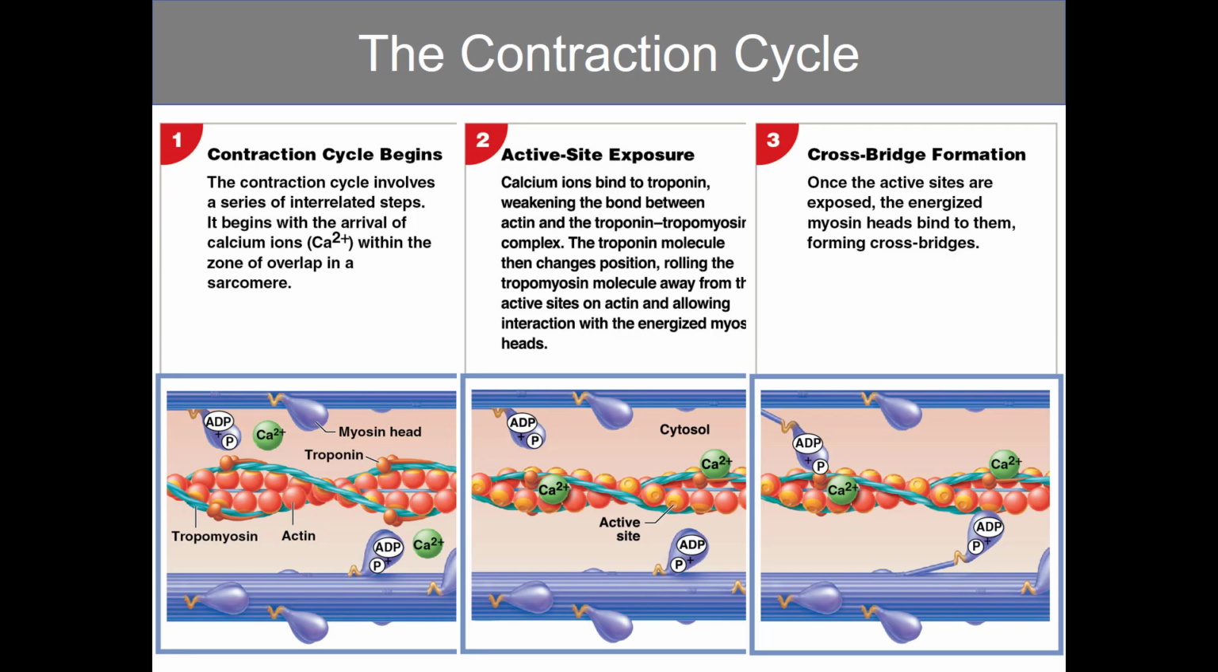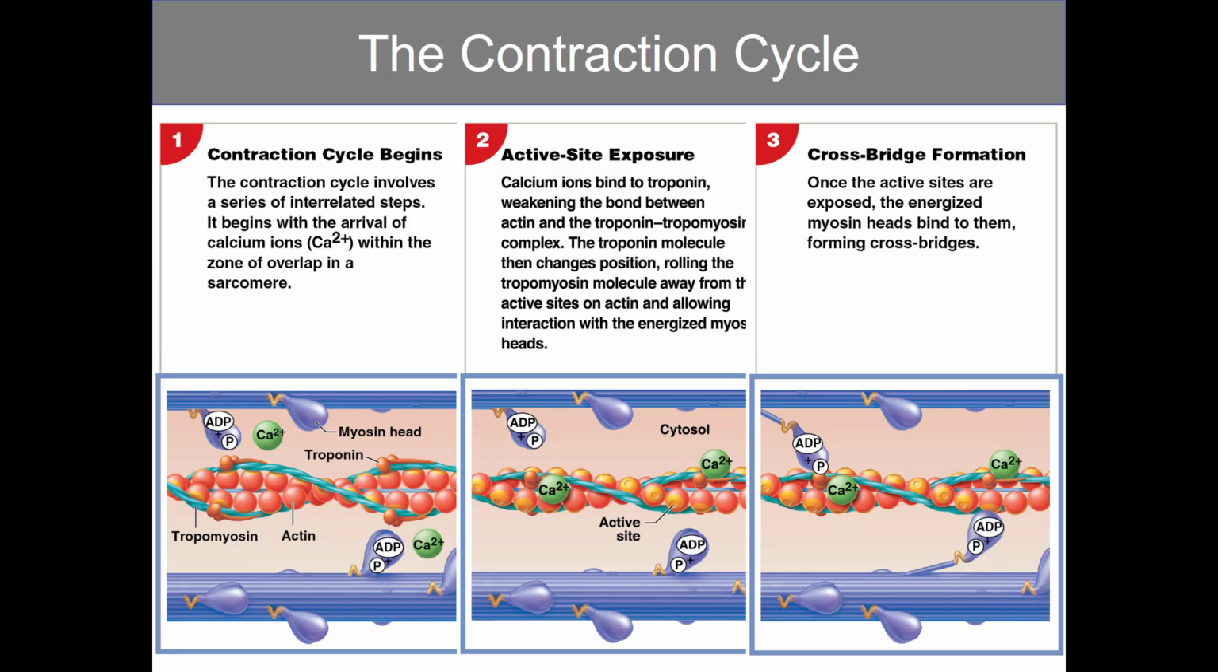It begins with the arrival of calcium. Remember, calcium has been released from the sarcoplasmic reticulum due to the arrival of the action potential at the triad. As calcium is released, it diffuses through the sarcoplasm, and it's going to arrive within the zone of overlap of the sarcomere.